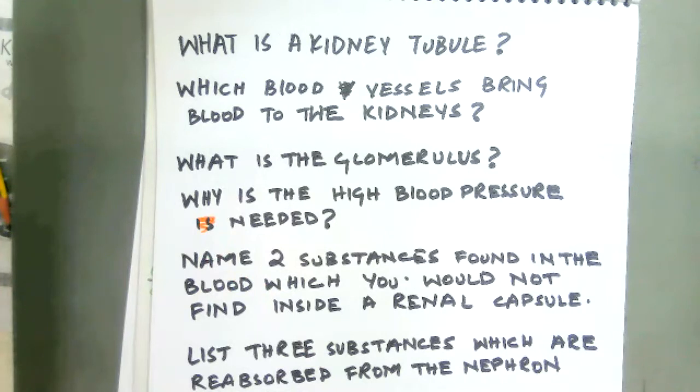Anyone? I just repeated this. Yeah, so that the water and the substances could diffuse. So that the substances can easily pass, high pressure is needed. One more question: how is this high pressure developed in the glomerulus? What is the mechanism? We have discussed that.